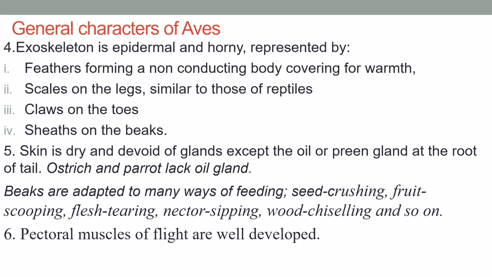The exoskeleton of the aves is epidermal and horny and is represented by feathers, forming a non-conducting body covering for giving warmth to the birds. The scales on the legs are similar to those of reptiles, as are the claws on the toes and the sheaths on the beaks. The skin is dry and devoid of glands, except the oil gland or the preen gland at the root of the tail. The ostrich and the parrot lack the oil gland.